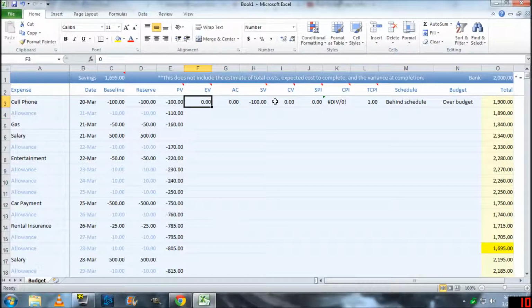So let's do a different scenario. Let's say you did pay the phone yesterday for $89. That is the actual cost. But your earned value is $100 because that was what you planned for that cell phone. So earned value is the total cost of the planned value that was actually used. So that's the earned value.